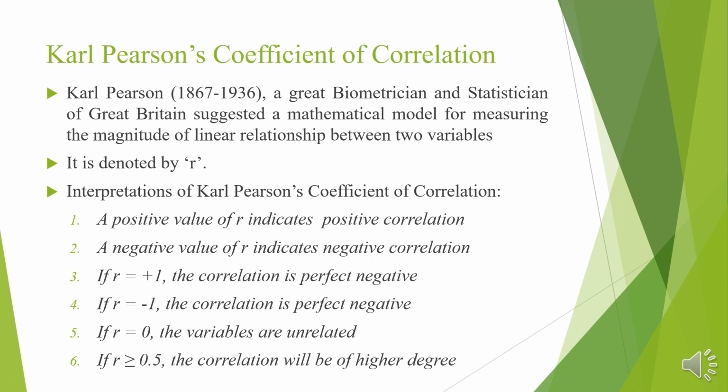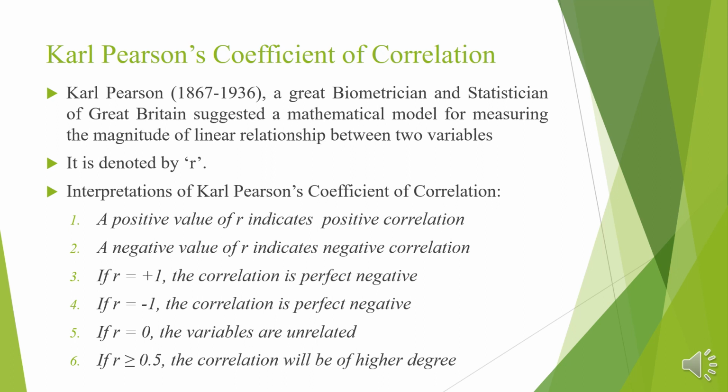The interpretations of Karl Pearson's coefficient of correlation are like this. A positive value of r, for example 0.4, indicates a positive correlation. A negative value of r, for example minus 0.4, indicates a negative correlation. If r is equal to plus 1, the correlation is perfect positive. If r is minus 1, the correlation is perfect negative. And if r is 0, the variables are unrelated. That means there is no correlation between the variables.